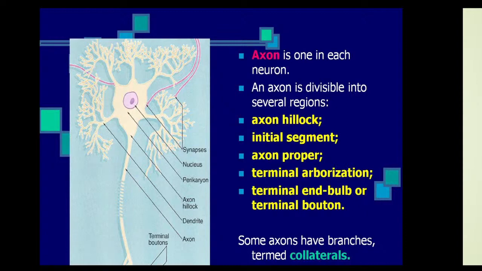Axon is one of the processes of each neuron, which carries the information from the cell body to the periphery. An axon is divisible into several regions: axonal hillock, initial segment, axon proper, terminal arborization, and terminal end bulb. Some axons have branches, termed collaterals.